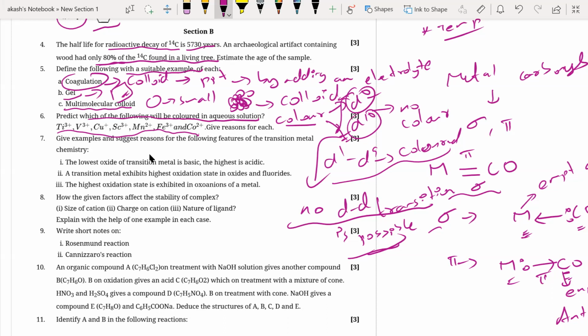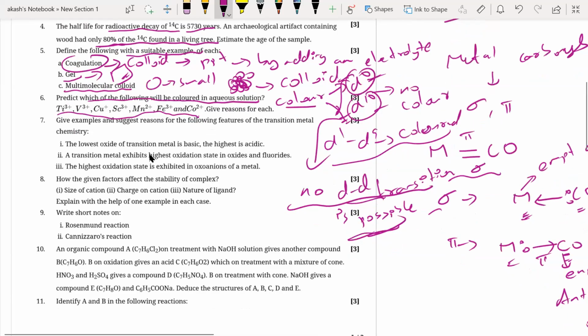Okay, whatever d-d transition you've done is absolutely right, but you have to check the configuration of all of these and then check if d0 or d10 is there, then it will not be colored. That's it, because d-d transition is not possible. Okay, I got d5 configuration. D5 is also fine. D5 will have 5 unpaired electrons. No issues. That will actually have the maximum amount of color because it has more unpaired electrons. Okay. Right. Good. Next.